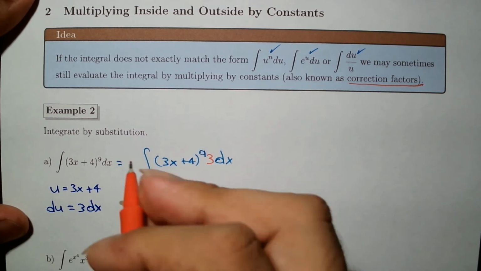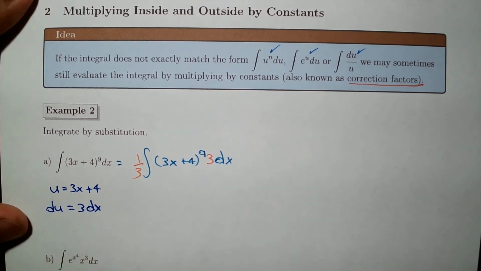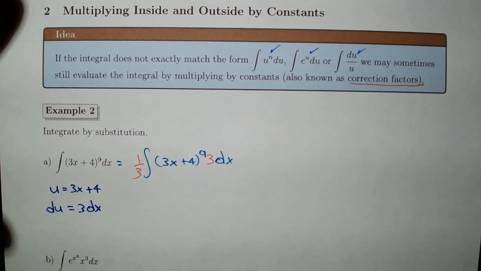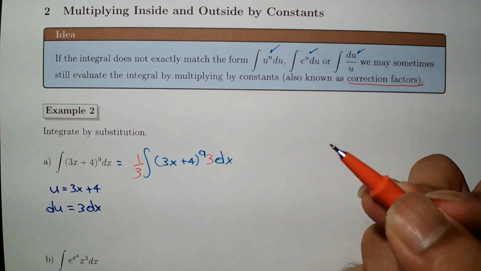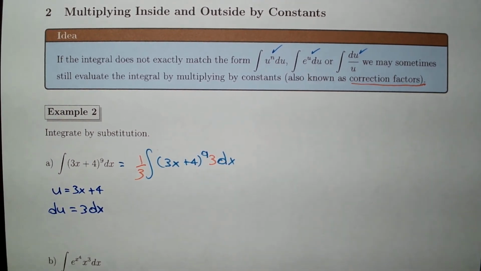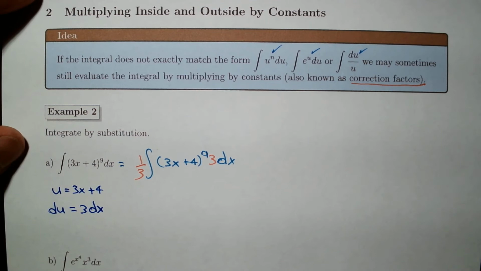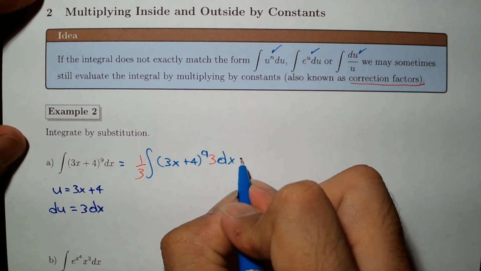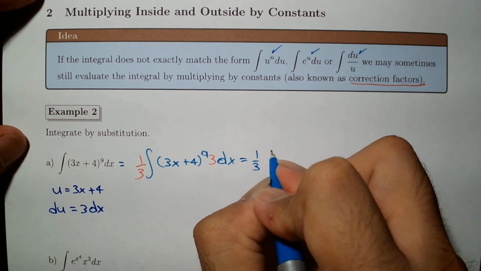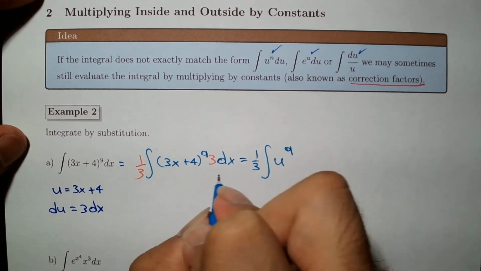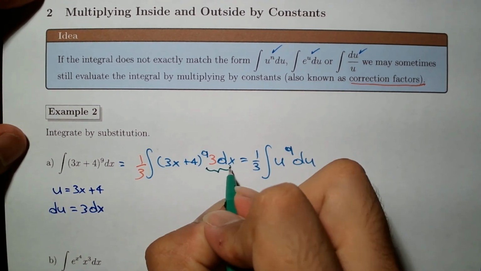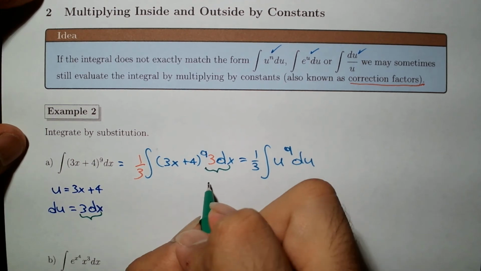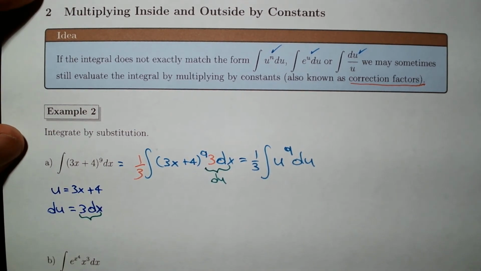Yes, multiply by 3, provided you do the opposite of multiplying by 3, which is dividing by 3. That way, you are multiplying by 3, dividing by 3. Essentially, you are multiplying by 1, which does not affect the value of the expression that we are working on. So now that we are ready to do the substitution, this is going to be 1/3 times the integral of u to the 9th times du, because again, this is going to be our du.